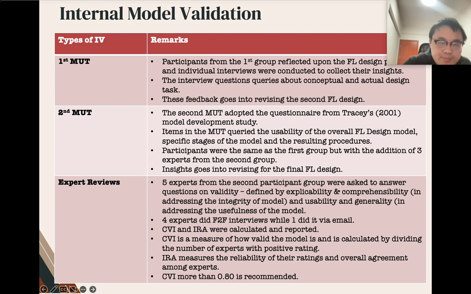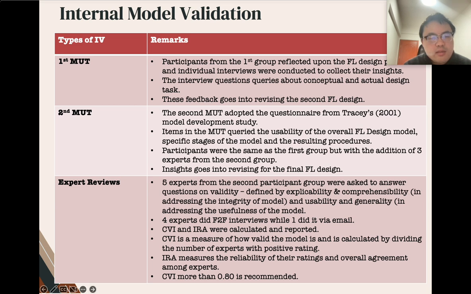Now, in the internal model validation, from the first model usability test, participants from the first group reflected upon the FL design process, and individual interviews were conducted to collect their insights. The interview questions query about the conceptual and actual design tasks, and this feedback goes into revising the second flipped learning design.